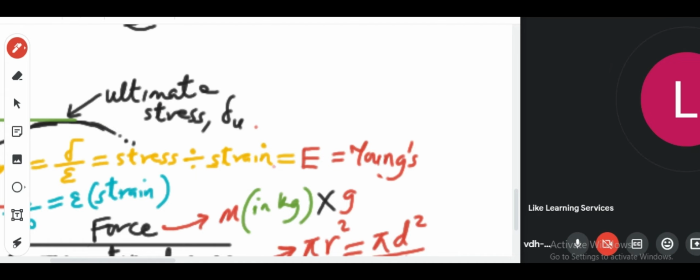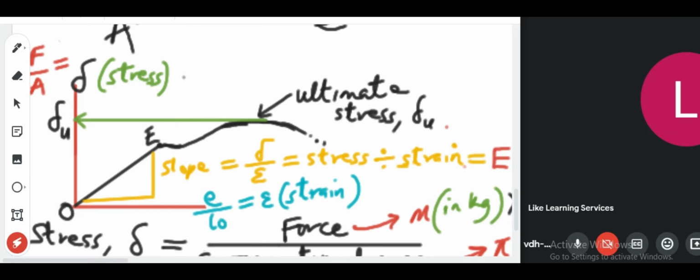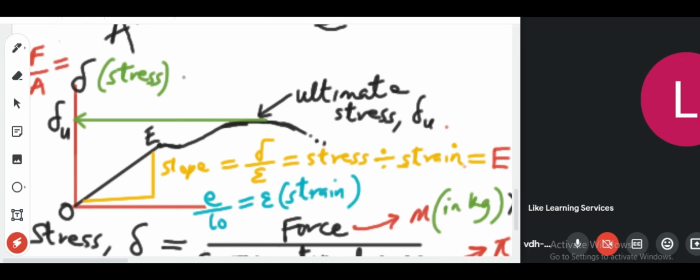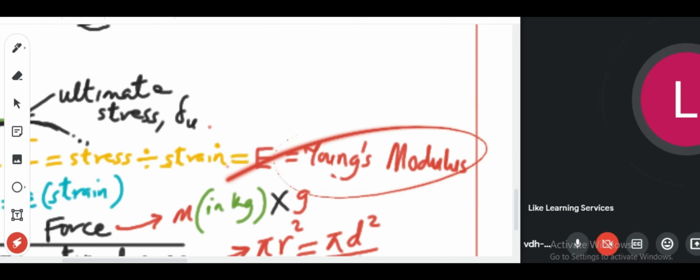So the slope of the graph of stress against strain, which is stress over strain, gives E, or the Young's modulus.